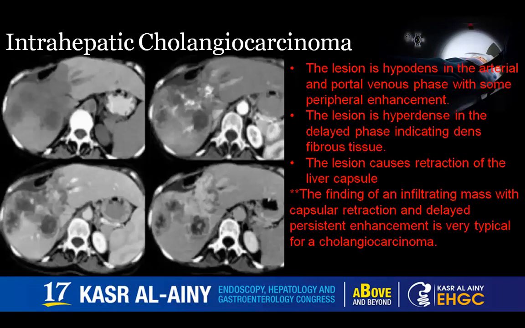Intrahepatic cholangiocarcinoma: the most characteristic feature of this lesion is an infiltrative mass with capsular retraction. It shows persistent enhancement in the delayed image. In the early arterial phase and in the portal phase it shows minimal enhancement, but in the delayed image it shows marked enhancement. This is more characteristic of cholangiocarcinoma.